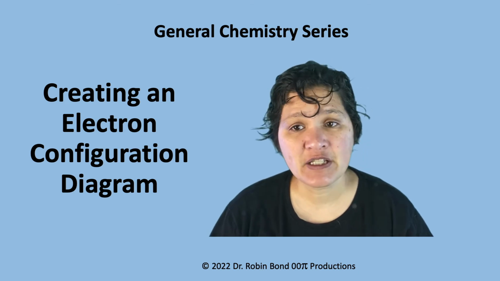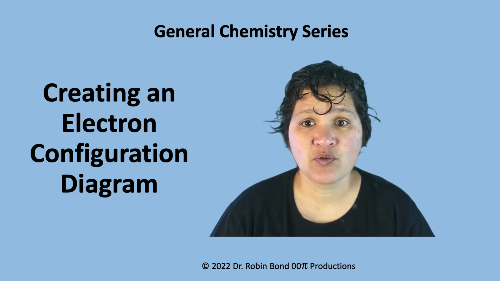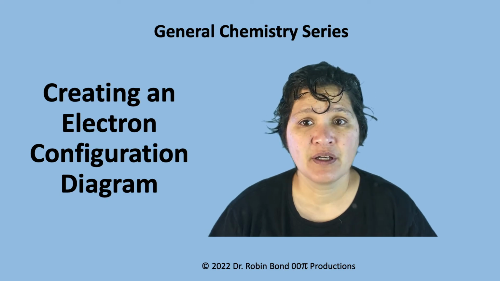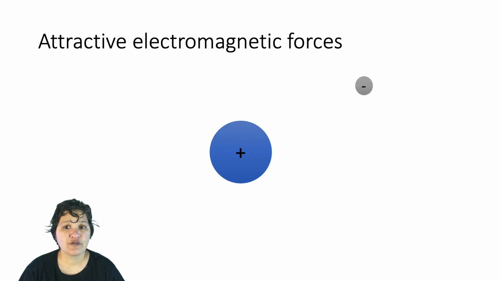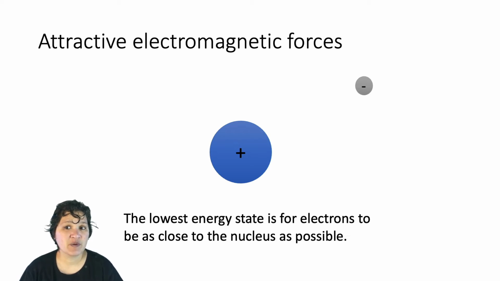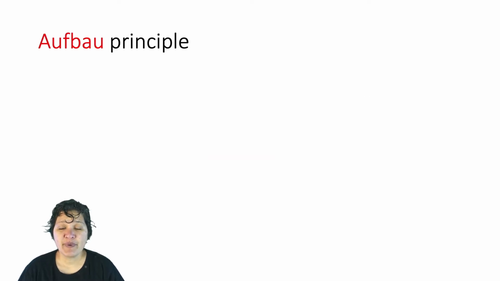Before we jump in, we need to learn a few principles, all of which go back to what we talked about in the previous video in regards to electromagnetic forces. The first principle is based on an attractive electromagnetic force in which the lowest energy state is to be as close to the nucleus as possible. In other words, the negatively charged electron is going to be pulled towards the positively charged nucleus. And if you want to pull it away from the nucleus, you will have to apply force, or in other words, put energy in. The Aufbau principle is based on the fact that the lowest energy state is for the electron to be near the nucleus.